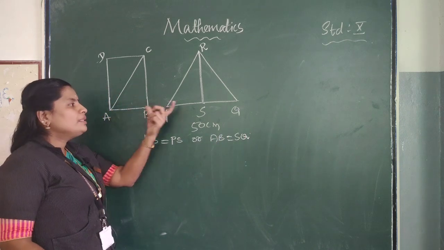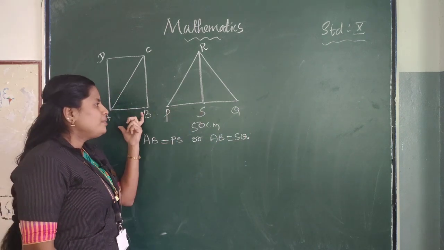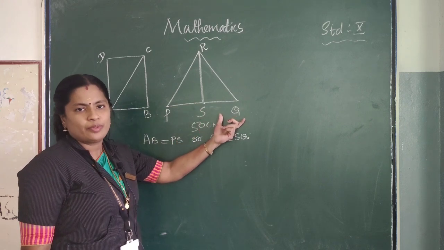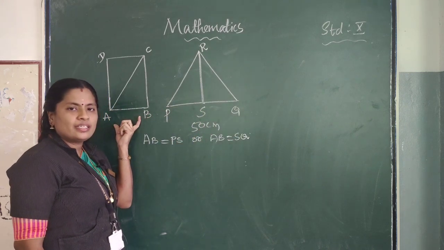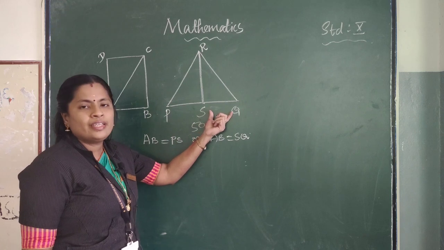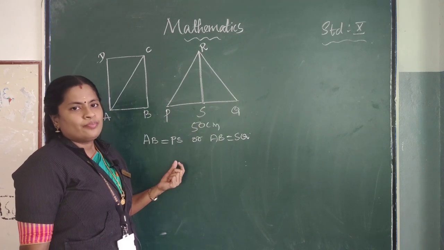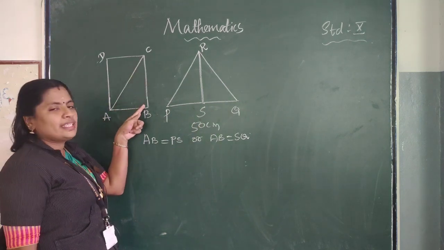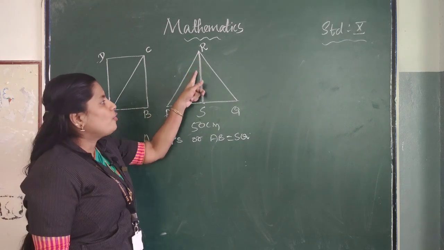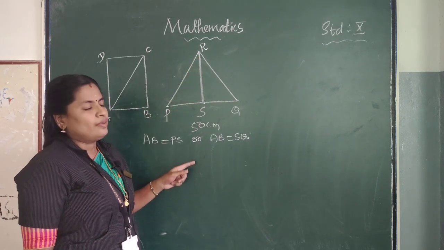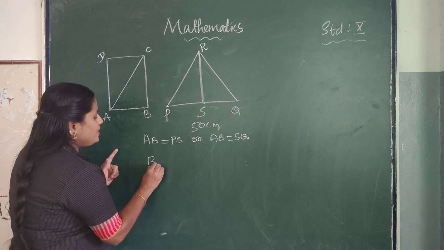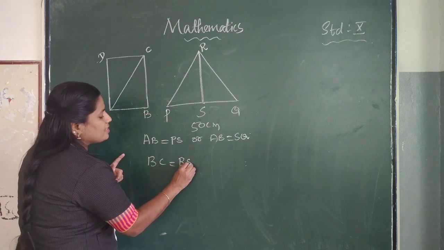Okay, AB is equal to BS, or AB is equal to SQ. Okay, so the breadth of the rectangle is half the length of the side of the equilateral triangle. Okay, then the length of the rectangle is the height of the equilateral triangle. So BC equal to RS.